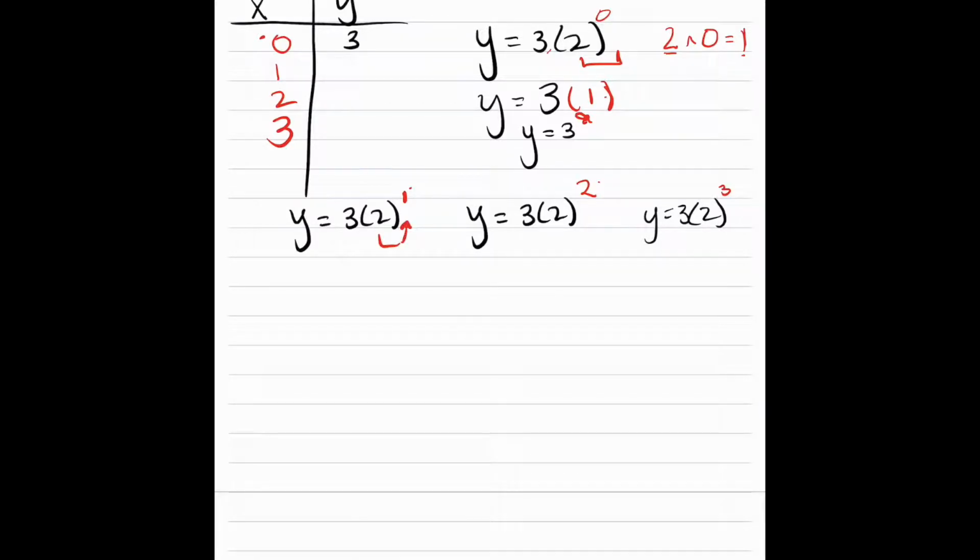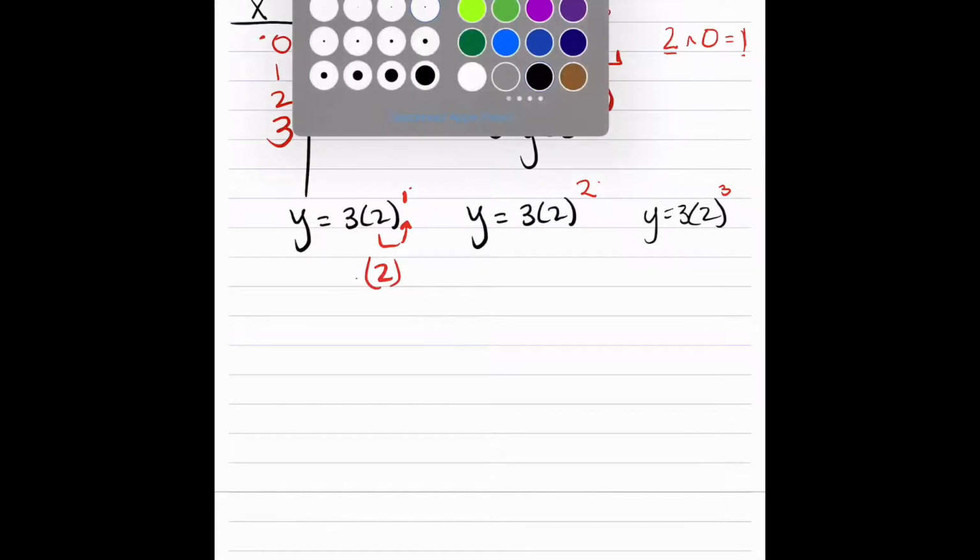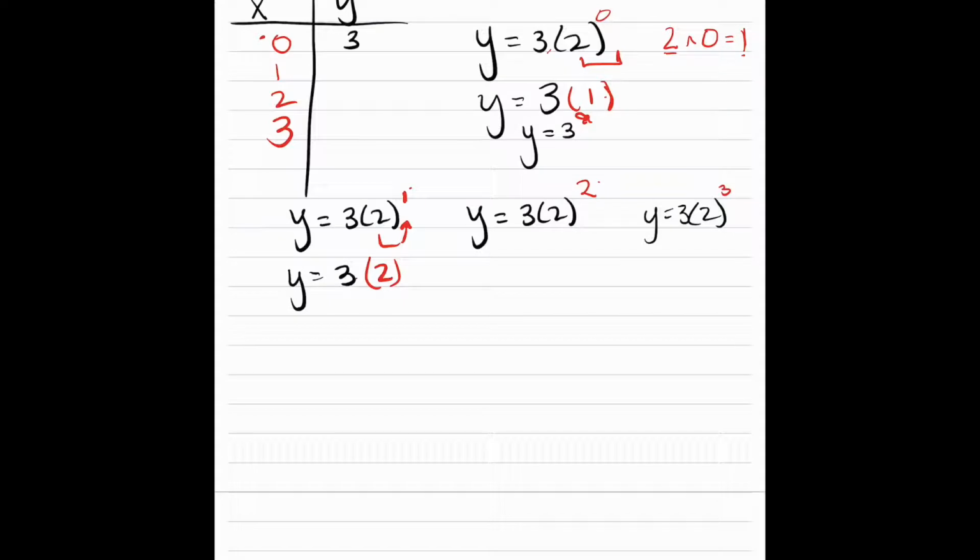2 to the first power is 2. So we have y equals 3 times 2, so y must equal 6. So when x is 1, y equals 6, and we put the 6 in the table. Then we can continue going. 2 to the second power is 2 times 2, which is 4. So we have 3 times 4. Y equals 3 times 4, so y must equal 12.